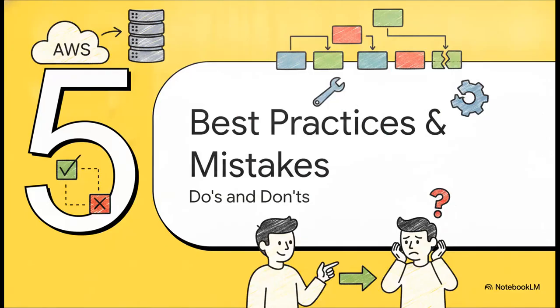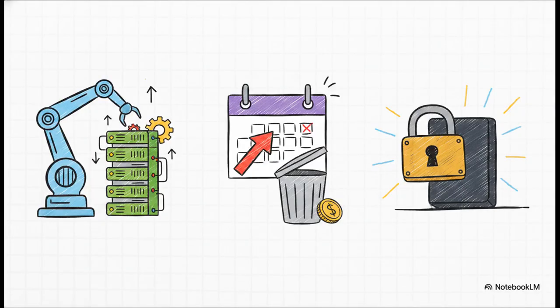Section 5. Best Practices and Mistakes. You really want to lock these best practices into your mind. First, stop building AMIs manually. It's a massive waste of time. Use AWS EC2 Image Builder to fully automate your pipeline.